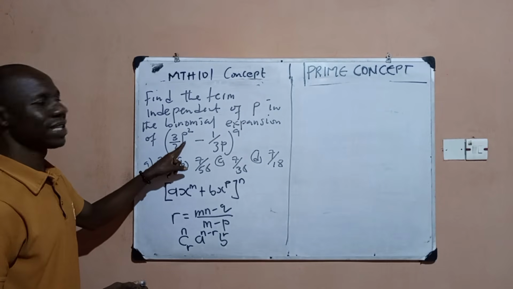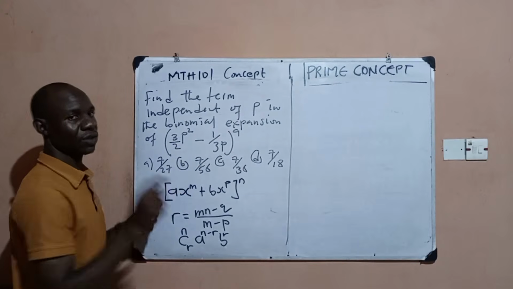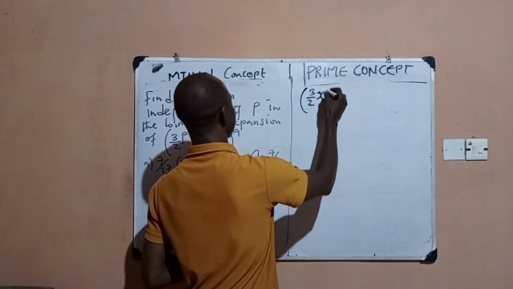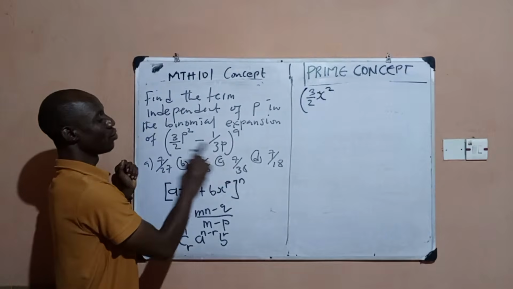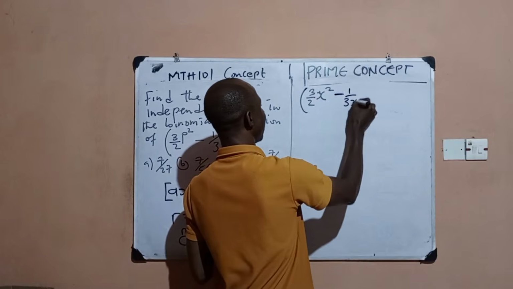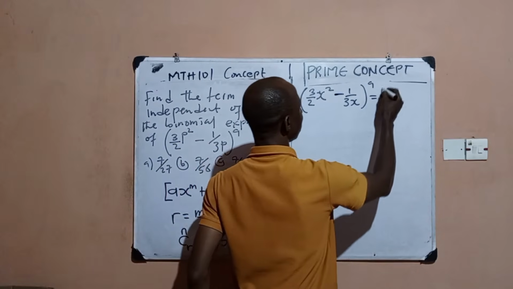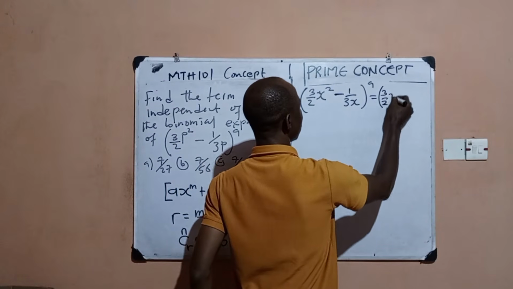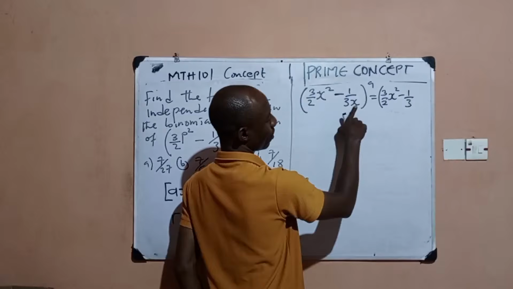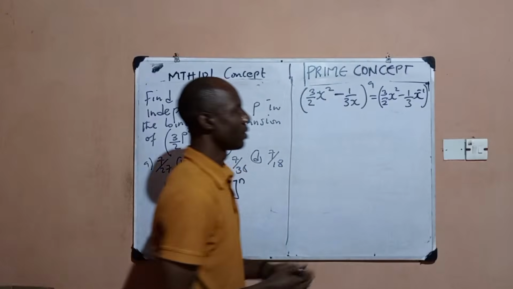I don't want to write it in terms of P so that you understand. This P usually used to be X, so let me change it to X so that you will get used to it. So it's 3 over 2x squared minus 1 over 3x raised to power 9. Now if I write this in standard form, this is simply 3 over 2x squared minus 1 over 3, and this x, when I bring it up, becomes x to the power minus 1, all raised to the power 9. So that is the standard form.